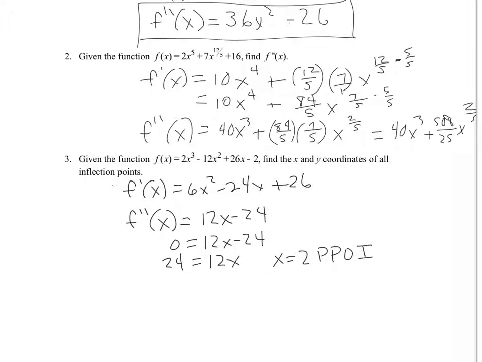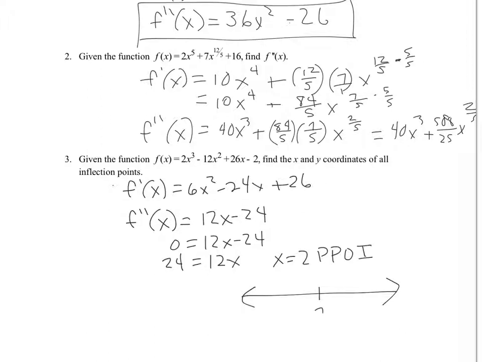The reason I'm saying possible point of inflection is we might run this test, and if we don't get a sign change, for instance, if it's positive on the left and positive on the right, it means it's not a point of inflection. It's just the only place where I could have a point of inflection. So now I'm going to test it and find out if it actually is one. So I'm going to draw a number line. What's the value I need to put on it?